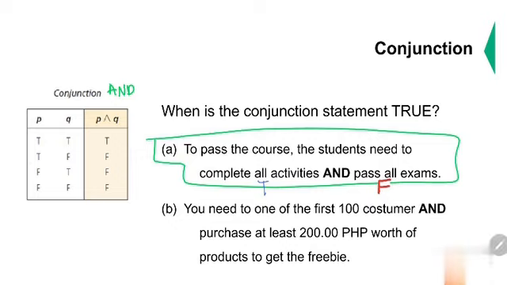So, these are the possible outcomes. If P, complete all activities, is true and Q is true as well, pass all the exams, then the conjunction of P and Q ay true, syempre. Pero if one of them is false, false na yun. The same with the third one. Syempre naman, kapag parehong false, false, syempre, yung kalalabasan.